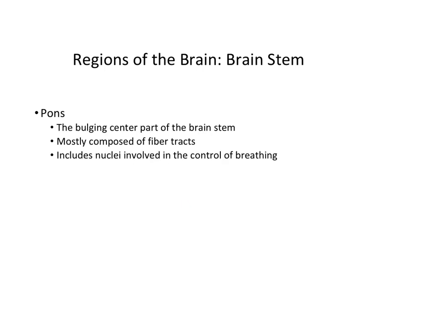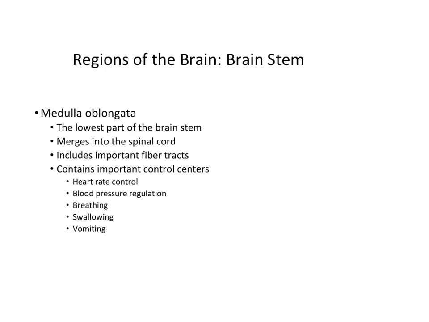The pons is the bulging center part of the brainstem. Also, it's mostly composed of fiber tracts, and it includes the nuclei that are involved in the control of breathing. So it's one of those basic life functions that's pretty low on the brainstem, and it's something that is continually occurring. And then the medulla oblongata is the lowest part of the brainstem. It's where it merges into the spinal cord.